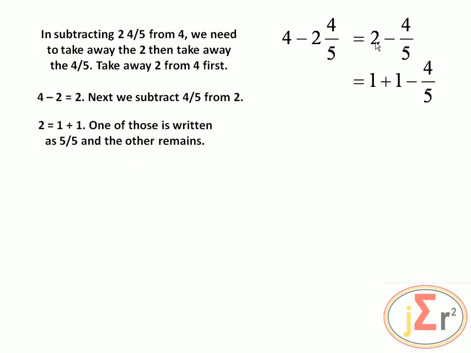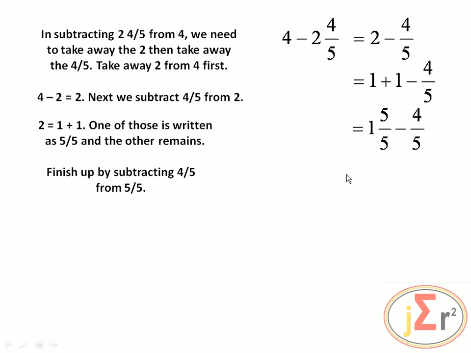So we take this 2, write down 1, and take the other one and write it as 5 over 5. Right. And then from that 5 over 5, we take 4 over 5, which is 1 over 5. So the result is 1 and 1 over 5. So finish up by subtracting 4 over 5 from 5 over 5. And there we have it.